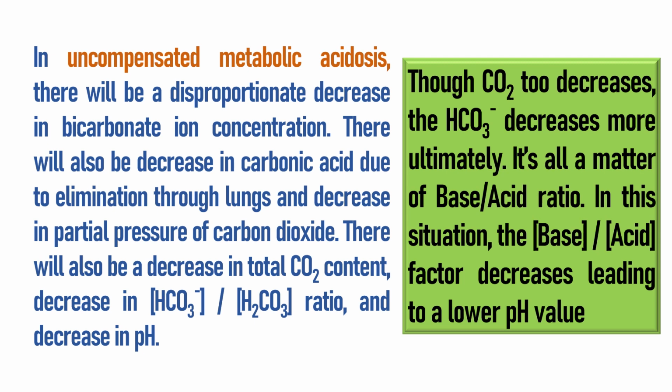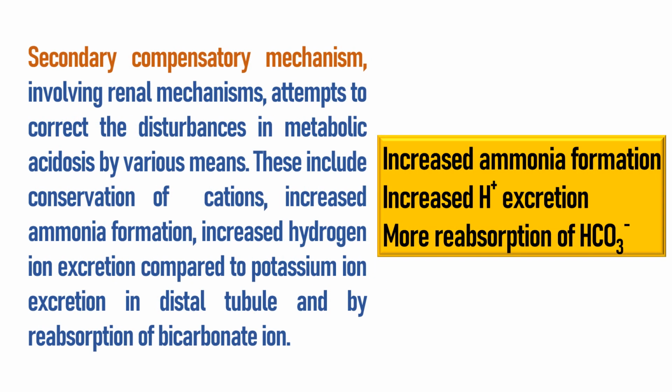This means that acidity increases. Secondary compensatory mechanism, involving renal mechanisms, attempts to correct the disturbances in metabolic acidosis by various means. These mechanisms include conservation of cations, increased ammonia formation, increased hydrogen ion excretion compared to potassium ion excretion in distal tubule, and by reabsorption of bicarbonate ion.